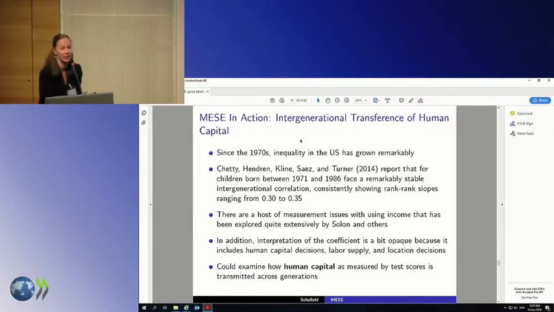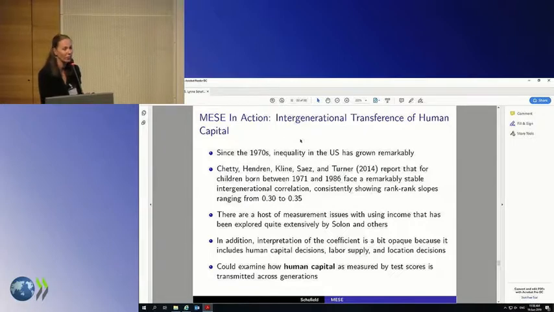So our second example comes from a lot of work currently happening in economics right now, trying to understand the intergenerational transference of human capital. Raj Chetty at Harvard and some of his colleagues have been looking at geographic places and how that might affect this intergenerational transference of human capital. And they've been mainly using income as their way of doing that work.